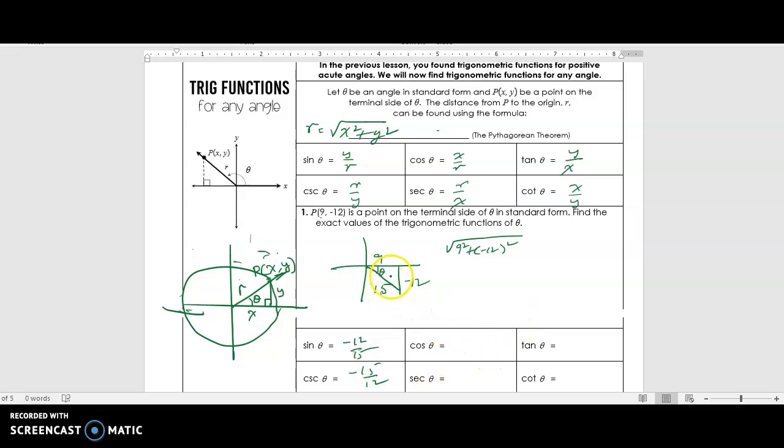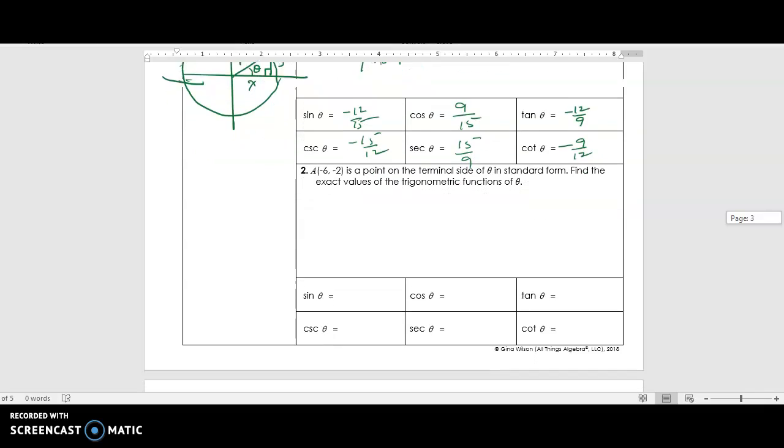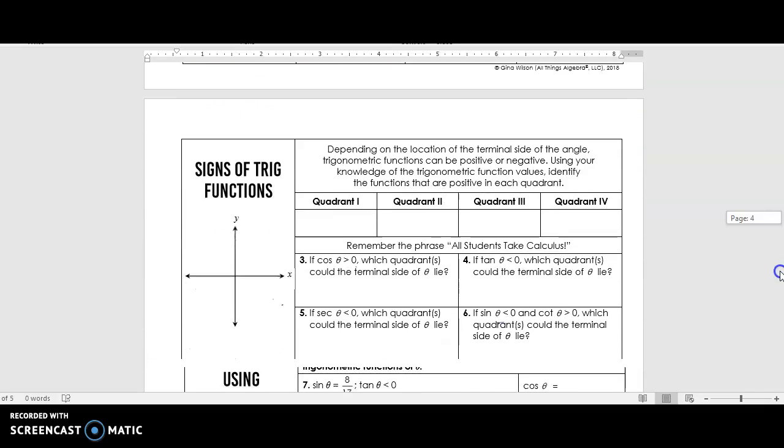Cosine of theta is adjacent over hypotenuse. Cosine is positive in the fourth quadrant for that reason. The flip of that would be the secant. Tan would be opposite over adjacent, so negative 12 over 9. And cotangent would be the flip of that. Okay, that's how you do these questions. I'll move on. I want you to do the second one by yourself.